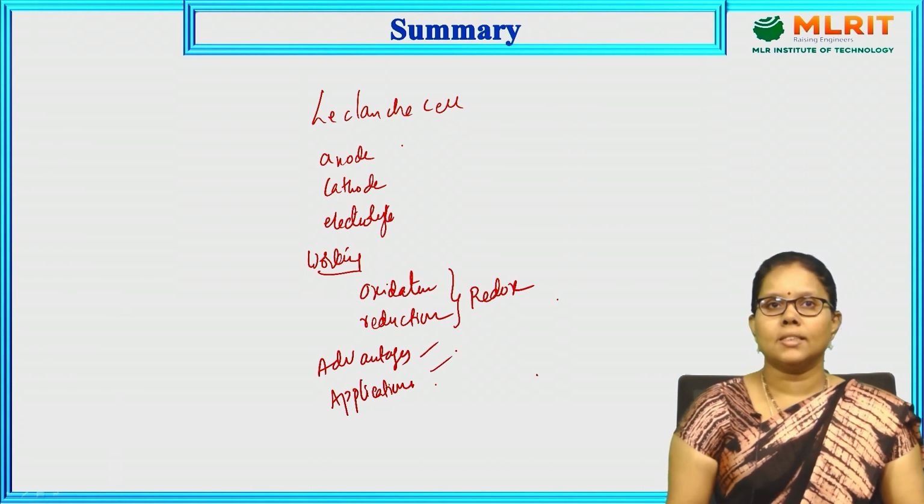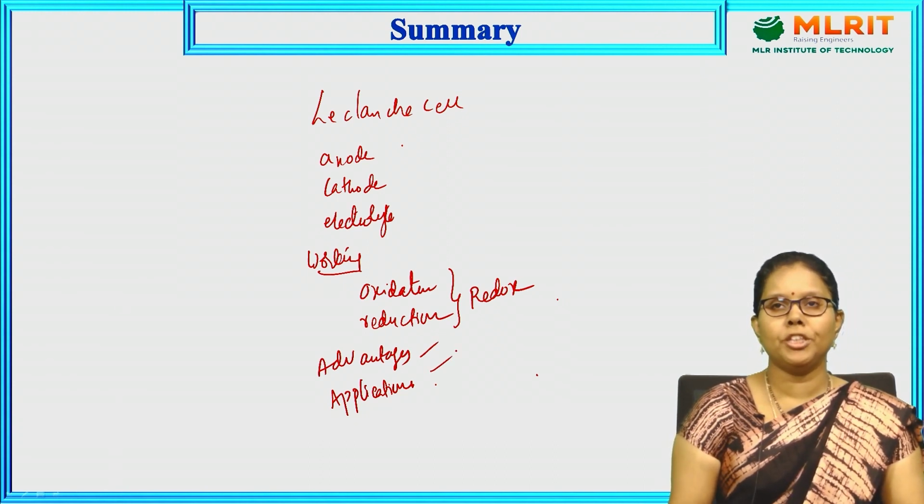In the next class, we are going to discuss the zinc air battery, which is a primary battery having high energy density, high capacity and good shelf life, and which is also used as a reserve battery. Thank you.